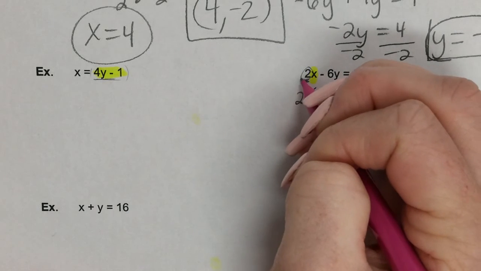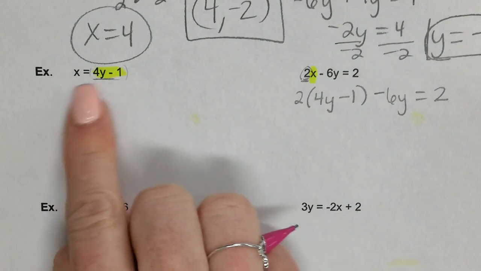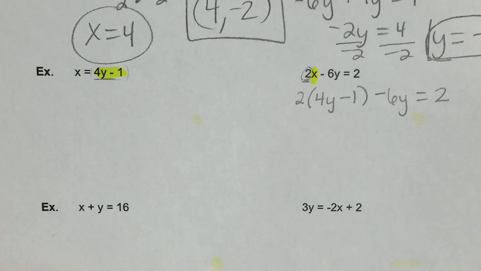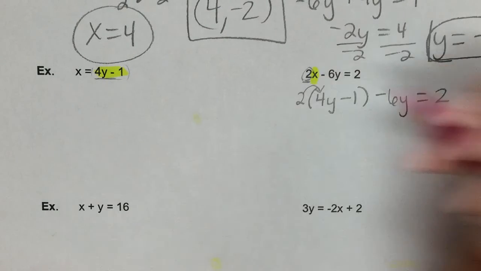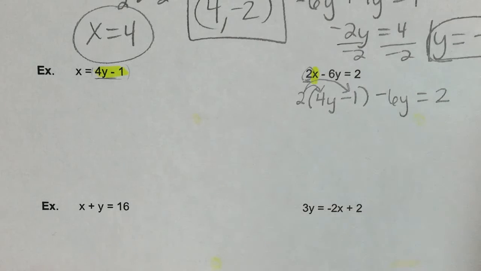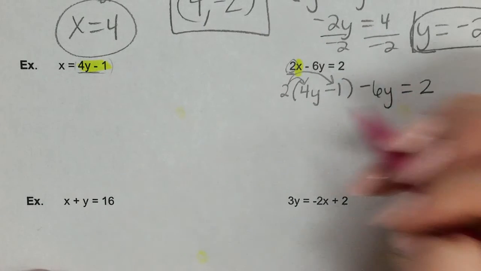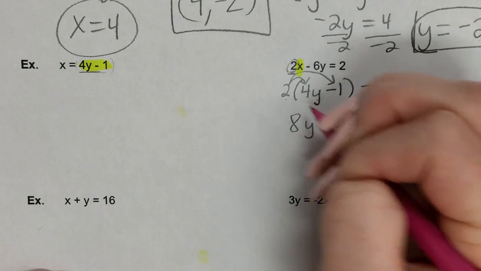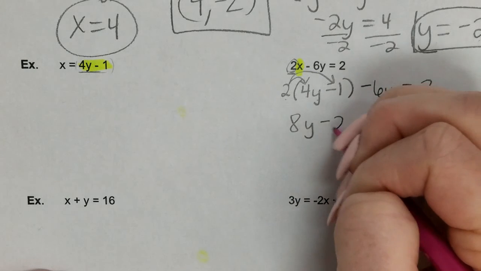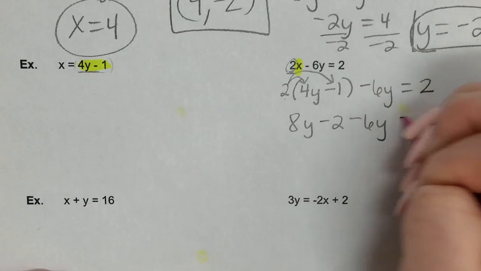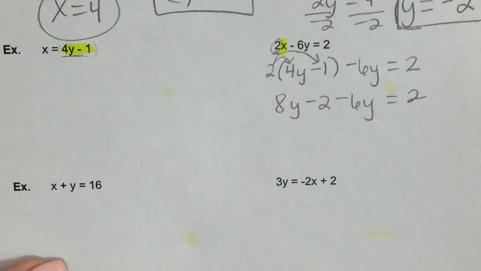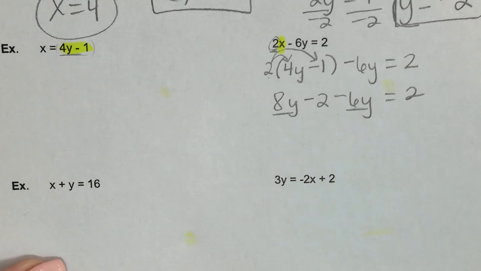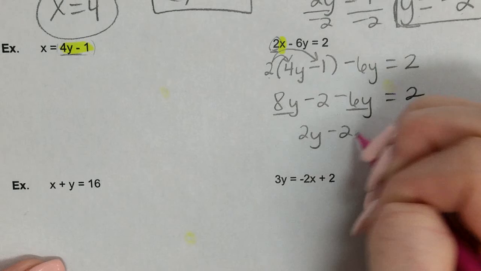Anytime there's a coefficient and x has more than one thing going on, you're going to put it in parentheses and do distributive property. So I need to do 2 times 4y and 2 times minus 1. Well, what's 2 times 4? 8 what? Y. Okay, what's 2 times minus 1? Negative 2. Minus 2. Keep my minus 6y, keep my 2. What can I combine? Y's with y's, and then that's going to have to come over here, right? 8 minus 6 is 2y minus 2 equals 2.